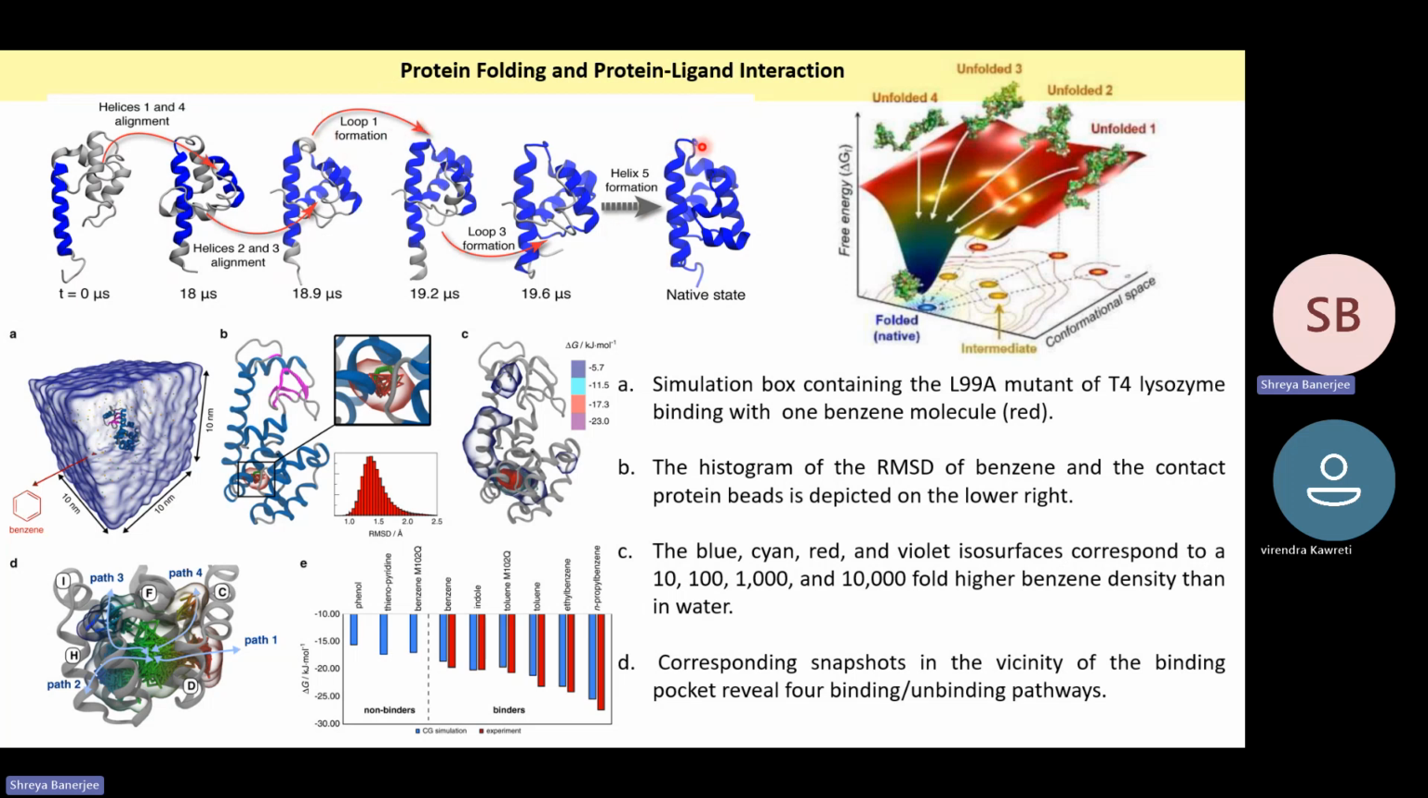You can see there is a loop here in the native structure. There is a loop here. So slowly as the time goes, from 18.9 to 19.6, the different loops form. And finally, by around 20 to 25 microsecond, you have the final native structure formed. So you can observe this entire process by molecular dynamics simulations.